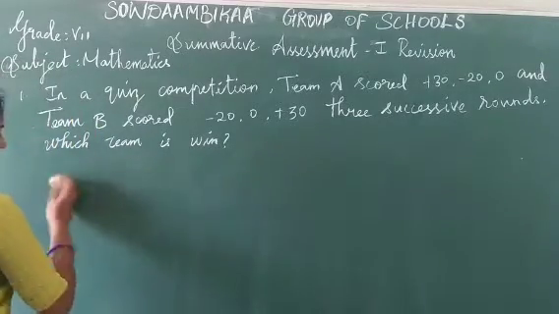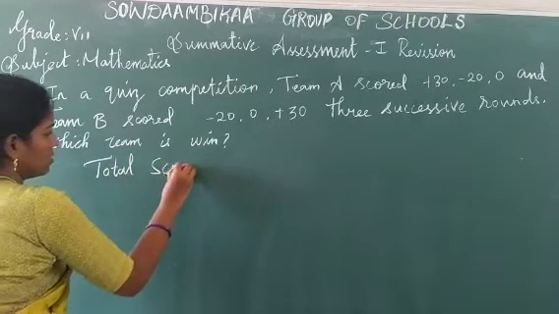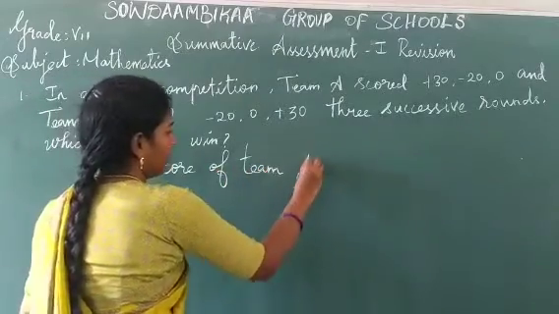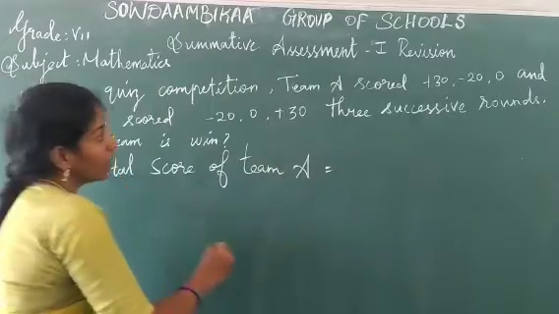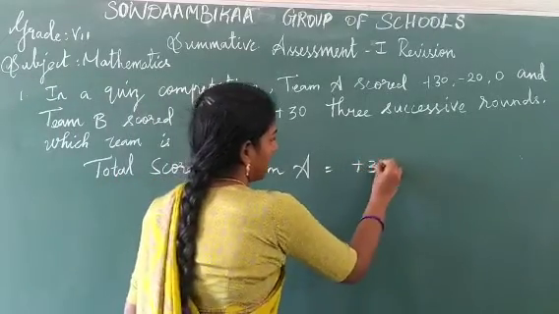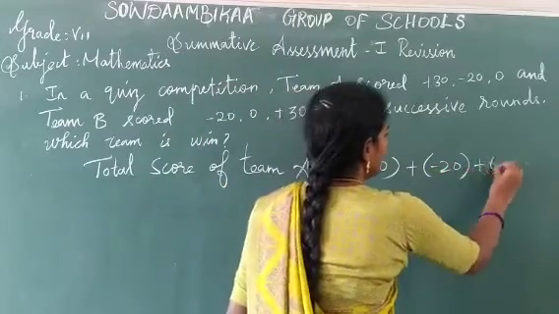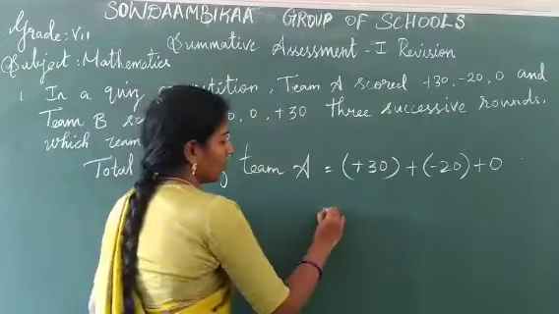First, the total score of team A. Total means we have to put addition. That is a keyword. Plus 30 plus minus 20 plus 0. You know the rules very well.